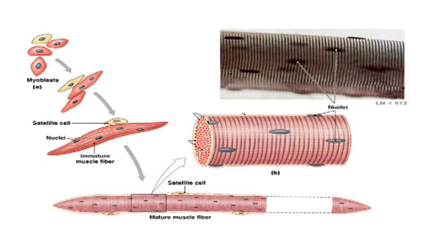So the myoblasts fuse together to become a muscle fiber, a muscle cell. And so every nucleus that they brought with them, each individual cell had its own nucleus, they all exist inside the big long muscle fiber.